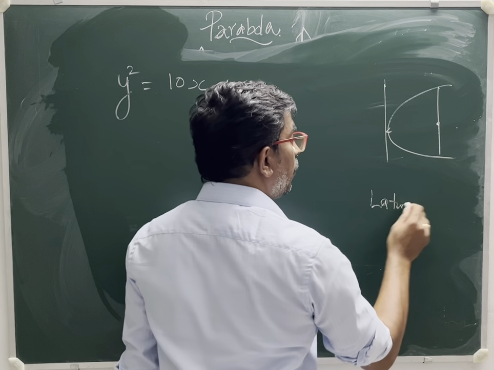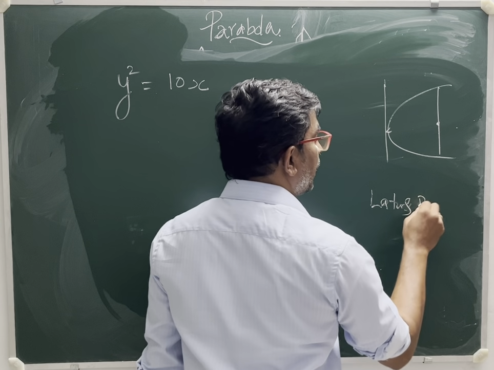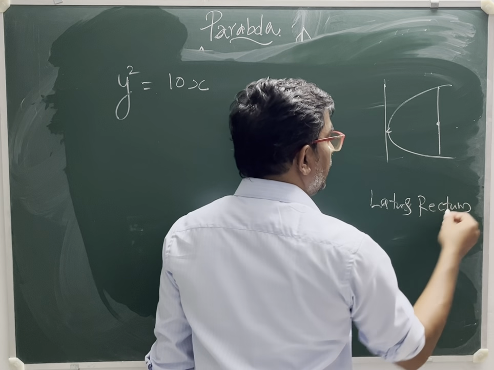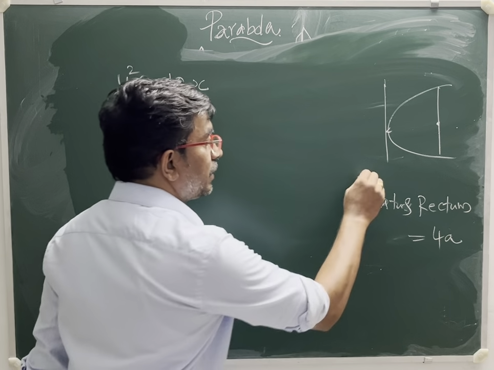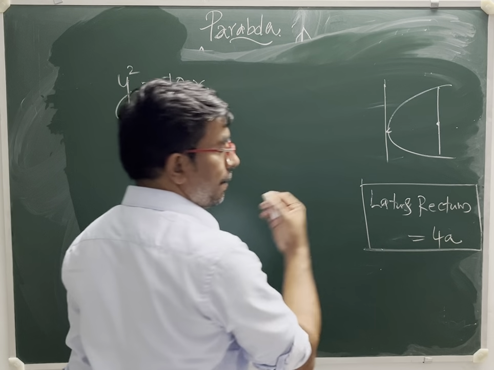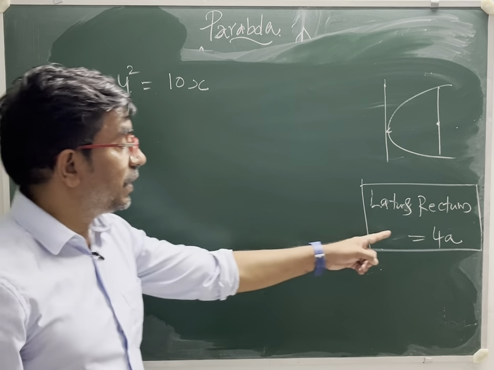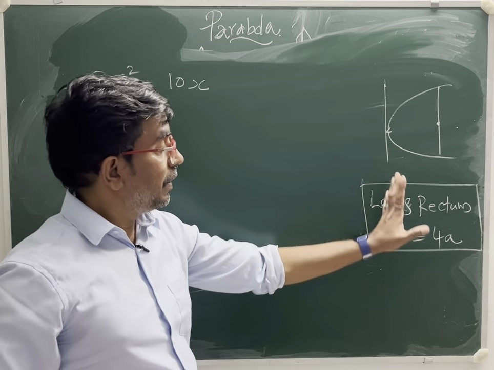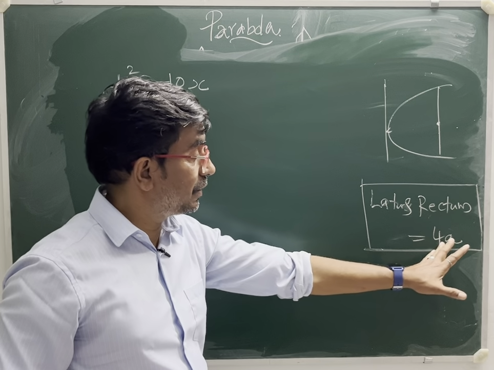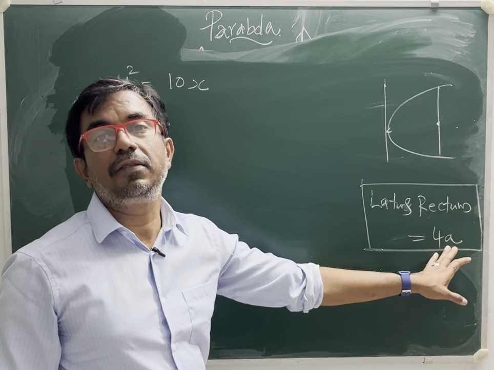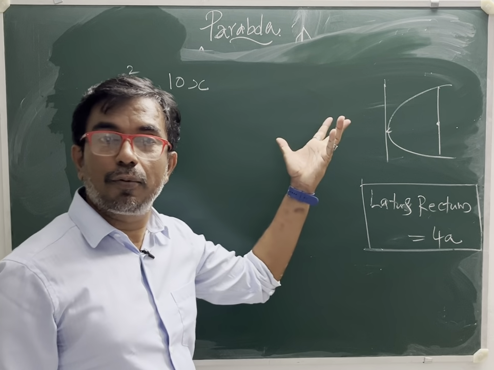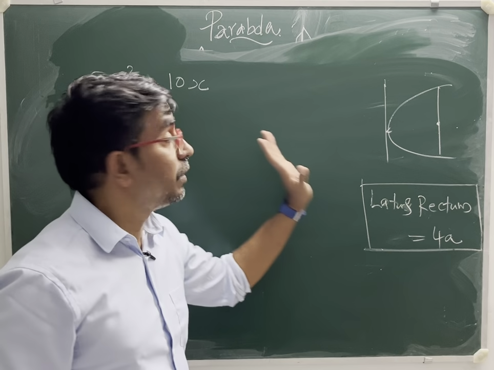If you draw the latus rectum, there is a formula. For all these 4 types, the latus rectum will be 4a. Please remember this as a formula. Latus rectum is 4a. That's the only thing I missed out to speak. I didn't show this earlier, that it is 4a. We can prove that, but right now you understand this.